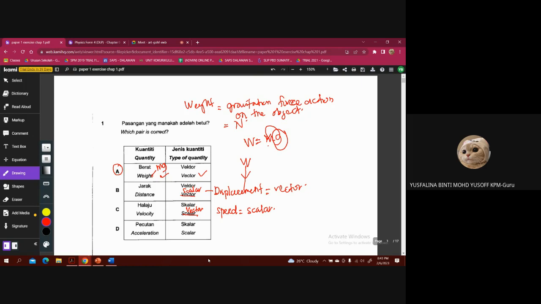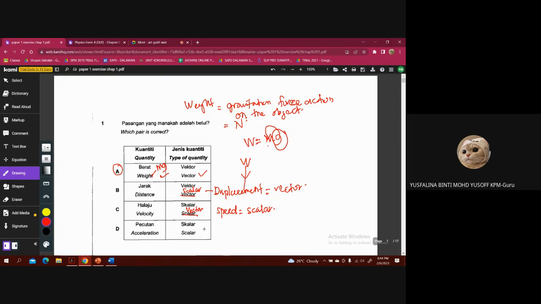But if I say the velocity of the car is 50 meters per second to the west, then it is velocity. We don't call it speed. You cannot say the speed is 50 meters per second to the west, because speed is a scalar. So you need to call it velocity. It's the same thing, but only different in the direction.